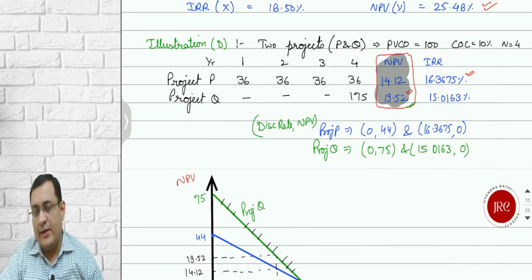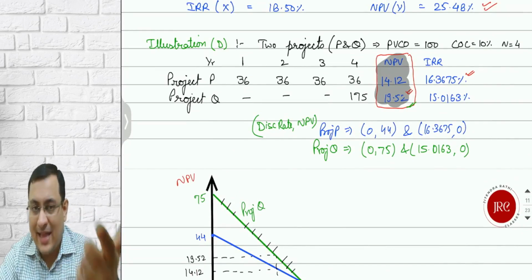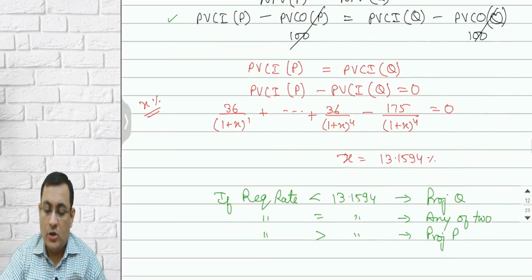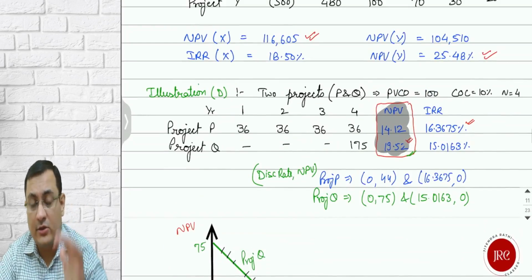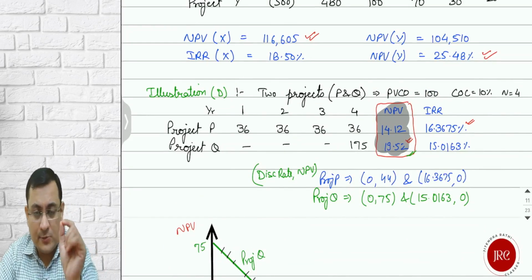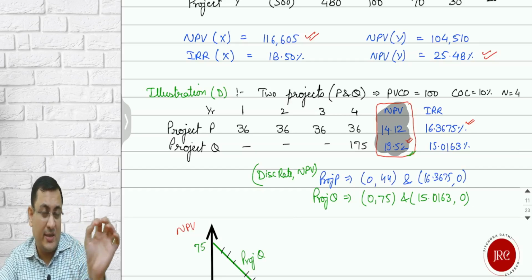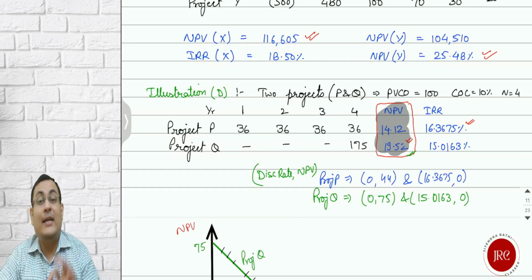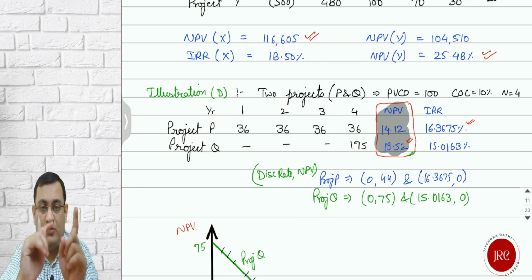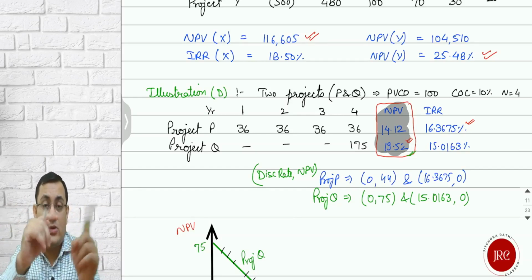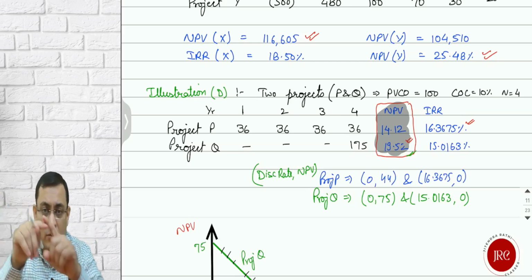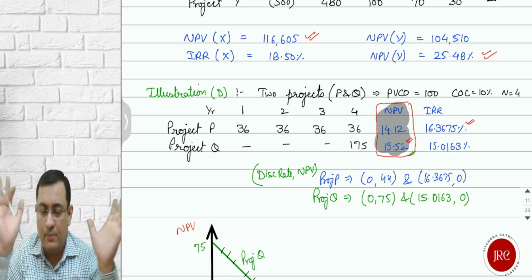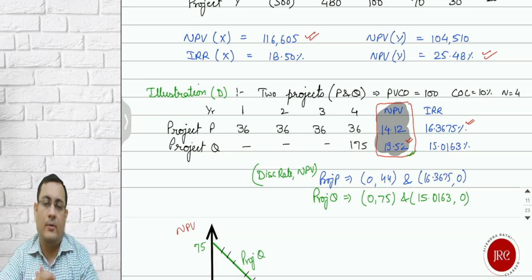In case PVCO is different, in case life is different, and most important, the pattern of cash flow is different. Here I have considered a specific pattern where one project is giving an annuity cash flow and the second project is giving a single cash flow. What will happen if rather than annuity cash flow these are unequal cash flows, or rather than project Q single cash flow there are multiple cash flows? Then we have to do the complete trial and error, hit and trial method.